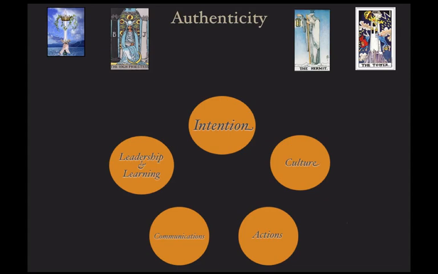And in this slide, you can see there are actually 5 subcomponents. They're like sub-vibrations or molecules in an atom of authenticity. And these sub-vibrational fields are intention, cultural influence, actions, communications, and leadership and learning. All of these sub-vibrations influence your experience of authenticity.